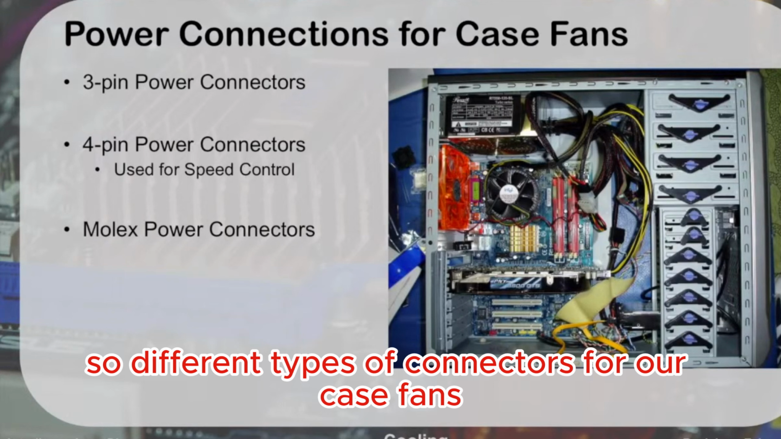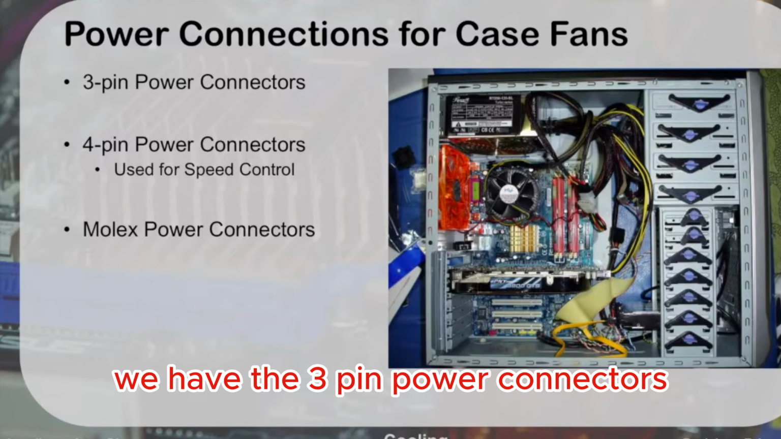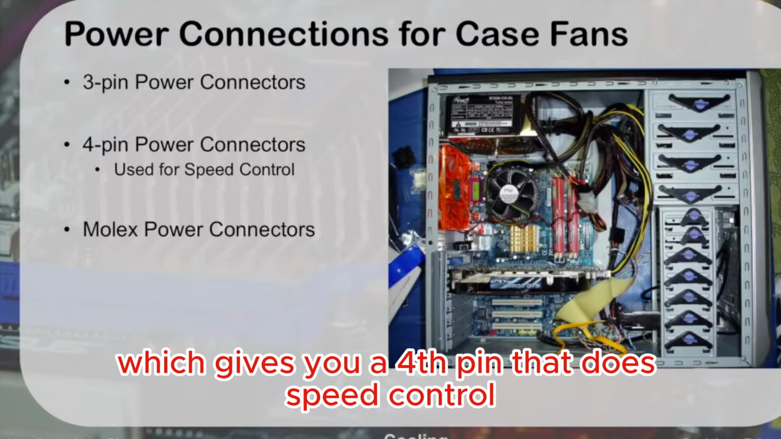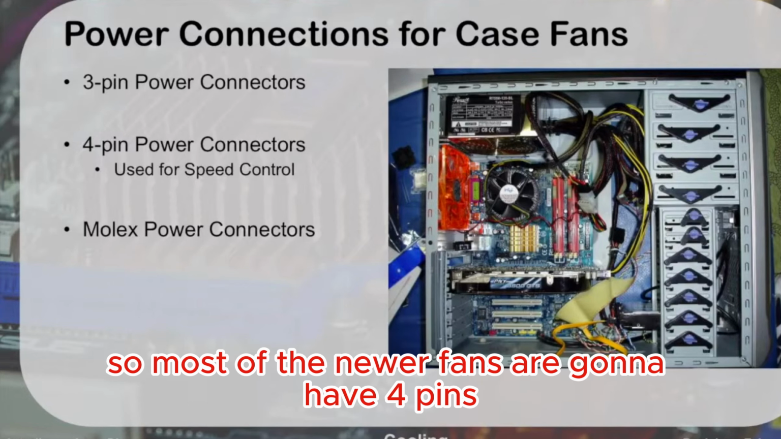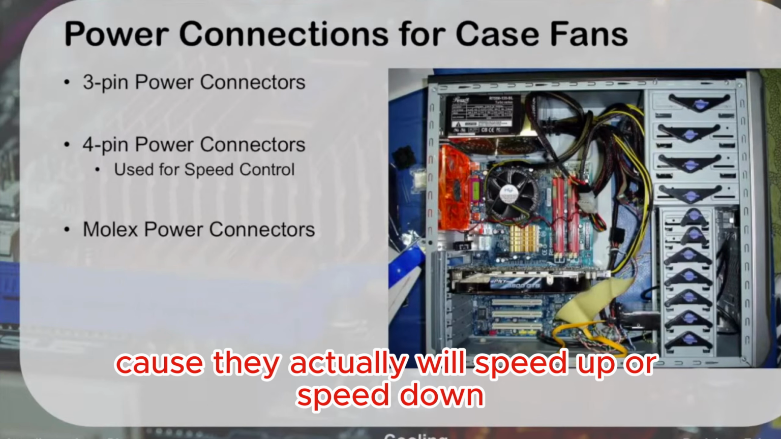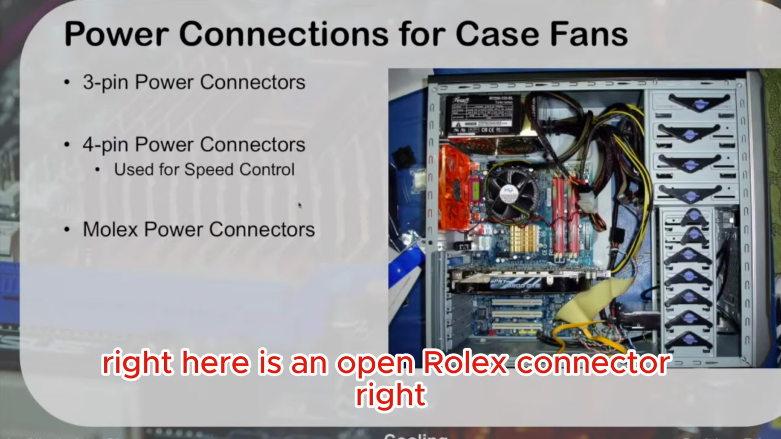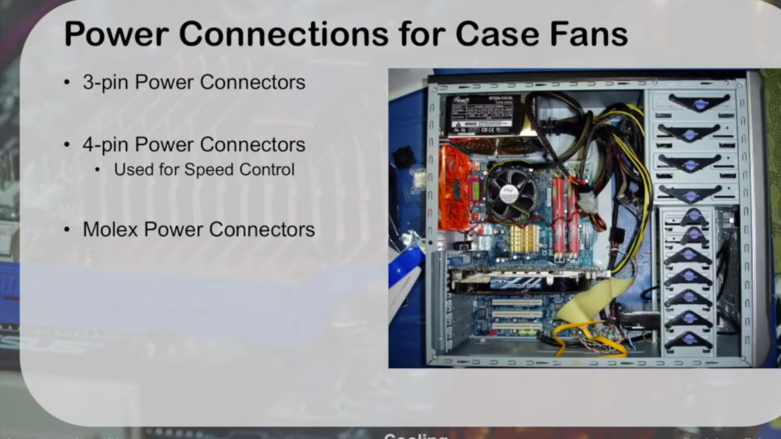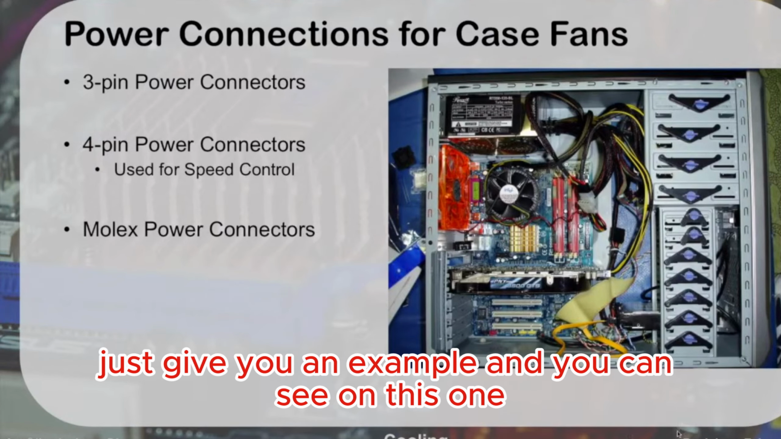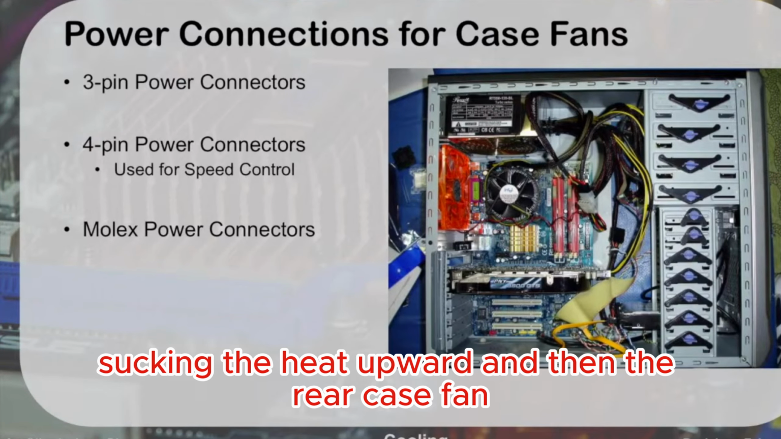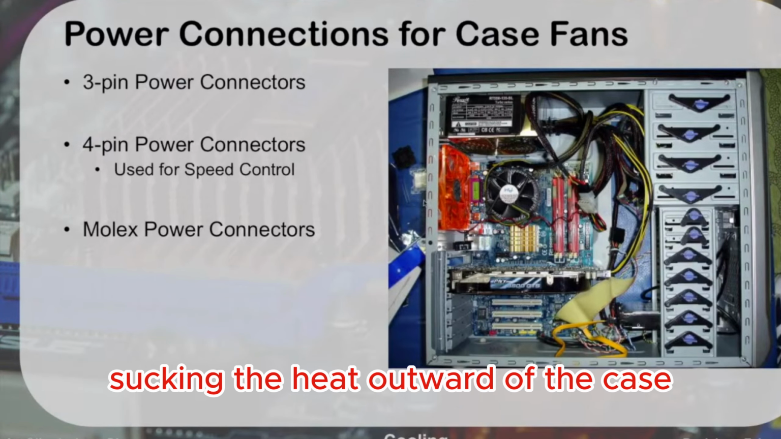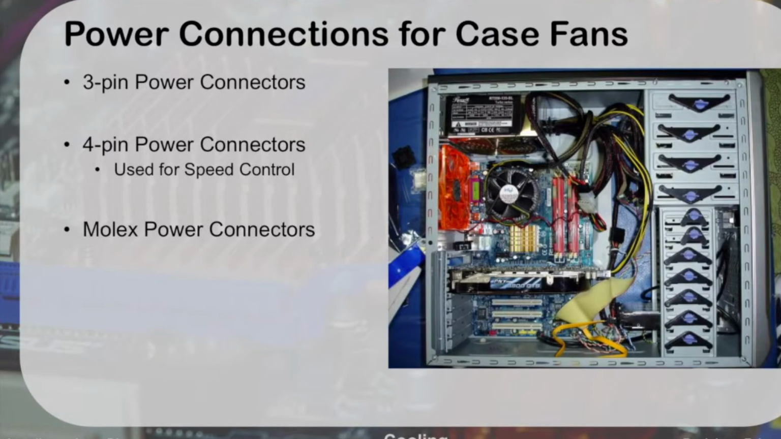So, different types of connectors for our case fans. We have the 3-pin power connectors. We have the 4-pin power connectors, which gives you a 4th pin that does speed control. So most of the newer fans are going to have 4 pins because they actually will speed up or speed down depending on the heat levels in the case. Or the old style one is that Molex connector. And you can see that right here is an open Molex connector, right? Just to give you an example, and you can see on this one, we have the processor fan sucking the heat upward, and then the rear case fan sucking the heat outward of the case.